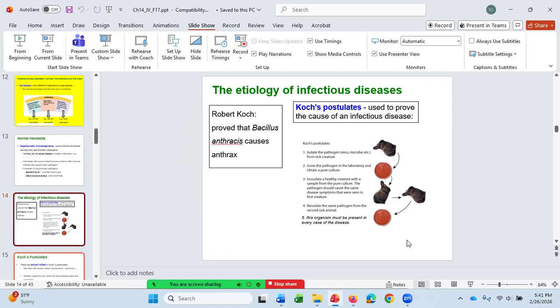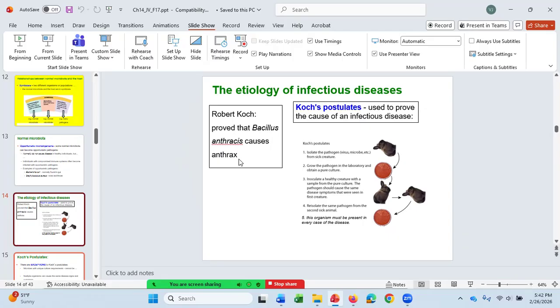I think this is the third time we've talked about Koch's postulate. If it isn't, then we'll talk about it one more time, but this might be the third time we've talked about it. Koch's postulate is the gold standard for identifying the cause of a disease with an infectious agent. Robert Koch first used the Koch's postulate to show that Bacillus anthracis was the cause of the disease anthrax.